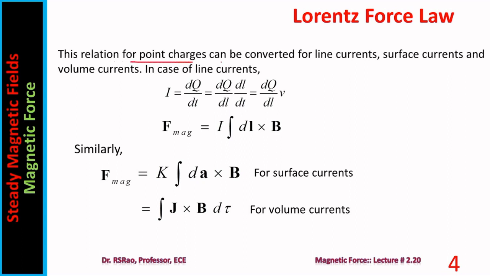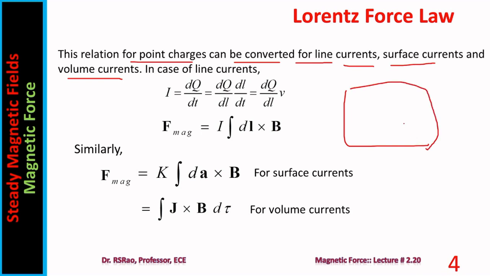The relation for point charges can be converted for line currents, surface currents and volume currents. So what does it mean? Suppose magnetic field is there in this region. Lorentz Force Law as it is gives an expression for force experienced by a charge. Suppose a point charge Q is there, it is moving with certain velocity. Force is given by Lorentz Force Law. Now, if we bring a line current, or a filamentary conductor, into the field, it experiences certain amount of force. Or if you bring a surface current into this region, it experiences some force. If we bring some volume current, this also experiences force.